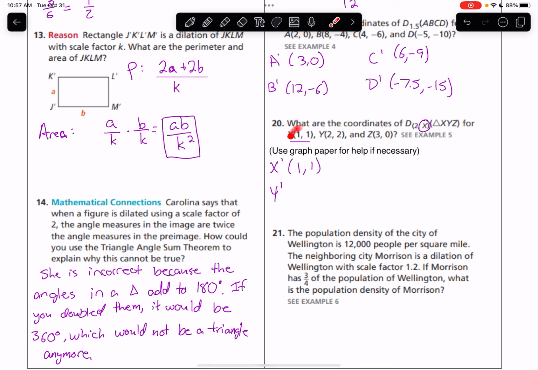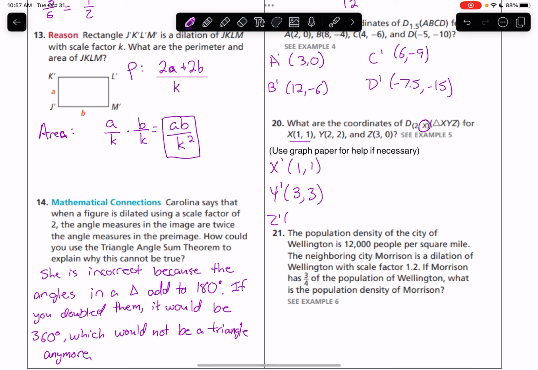So to go from the X coordinate of X to the X coordinate of Y, I add 1. So now I'm going to add double that. I'm going to add 2. 1 plus 2 is 3. To go from the Y coordinate of X to the Y coordinate of Y, I add 1. So I'm going to double that, and I'm going to add 2. 1 plus 2 is 3.